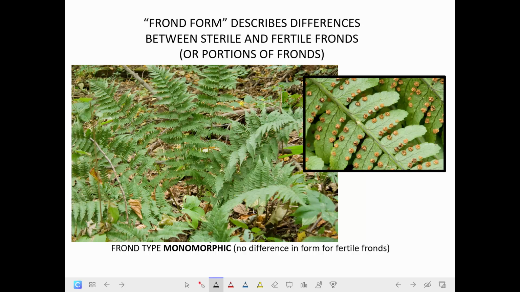The type of fern where you'd actually have to look at the undersurface of the leaves to see if it's bearing spores, because there's no difference between the spore-bearing leaves and the vegetative ones, is called monomorphic. It means one form. So in these two ferns shown here, the leaves all look about the same, but on some of them, the undersurfaces contain sori.